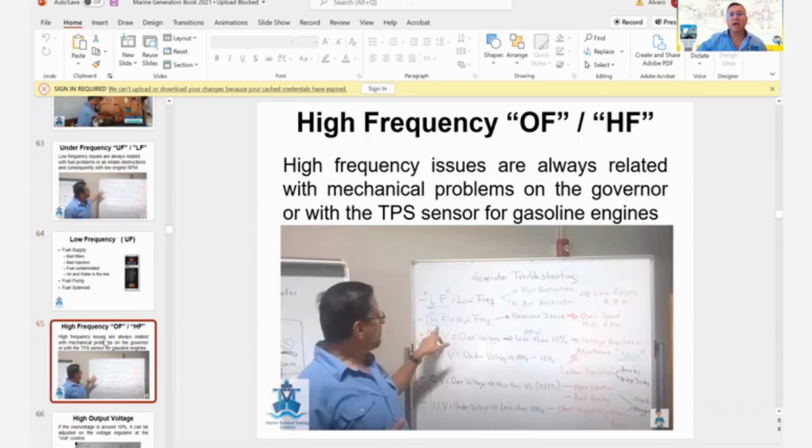The other one is high frequency or over frequency. And where is that problem located? The governor. It is an excess of RPMs. It's basically a mechanical problem in the governor of the generator. Later, we are going to learn that the problem could also be a problem with the throttle position sensor. The butterfly located in the throttle is not closing properly, stays open a little more, and produces overspeed. This is another possibility. But this is basically a mechanical problem. It's not a problem in the winding. It's not an electrical problem. Both situations, low frequency and high frequency, are mechanical problems in the engine of the generator. Mechanical problem, not electrical.